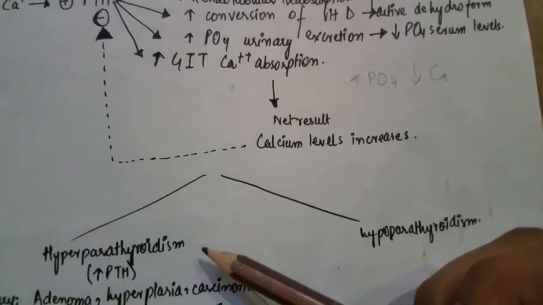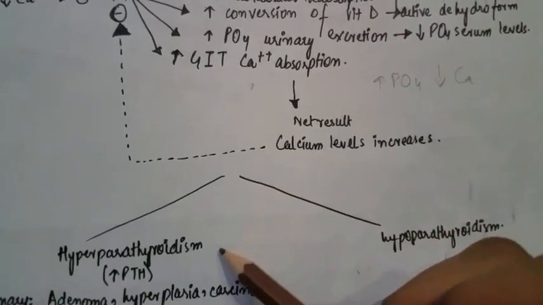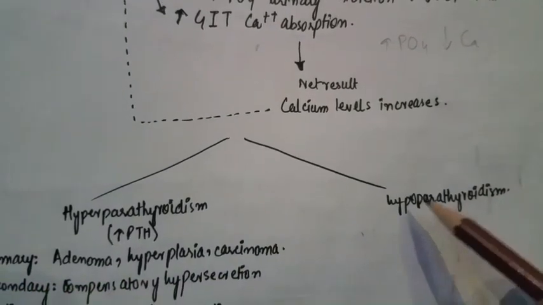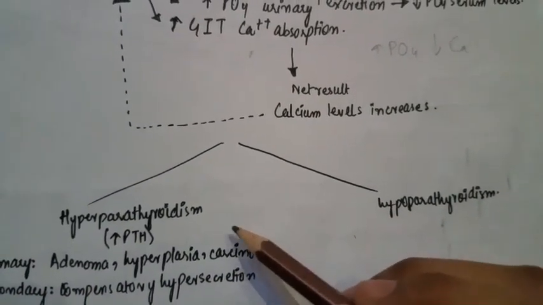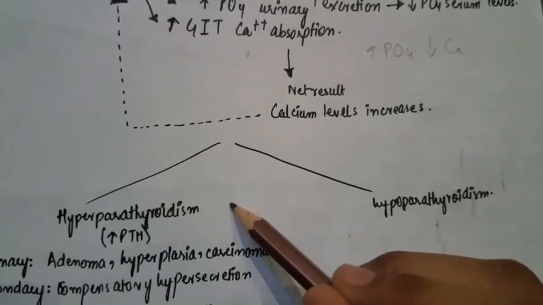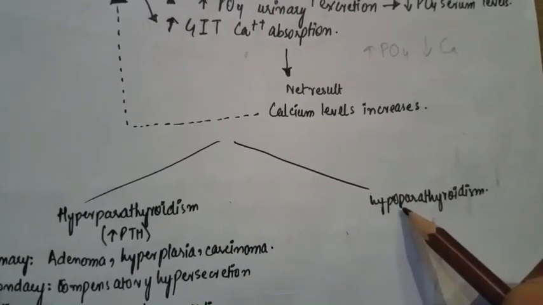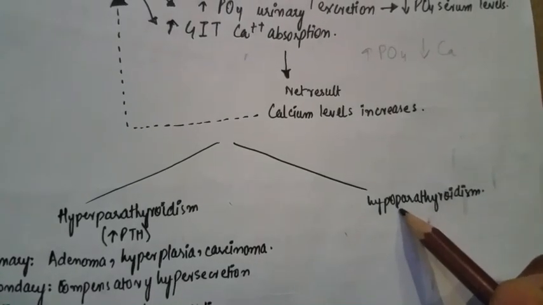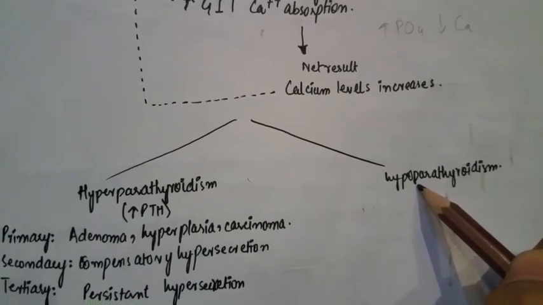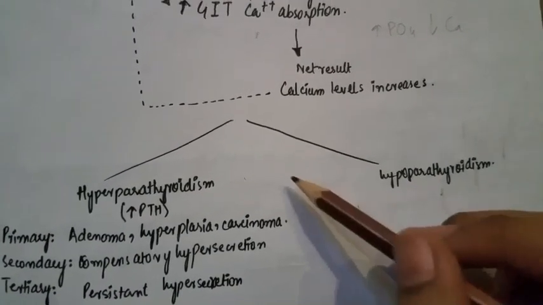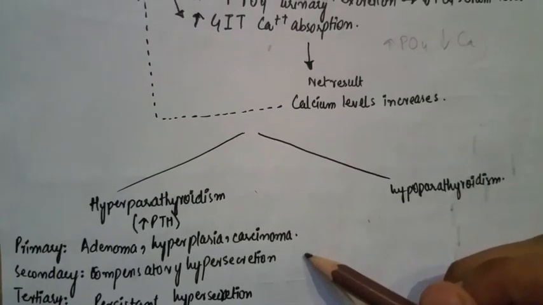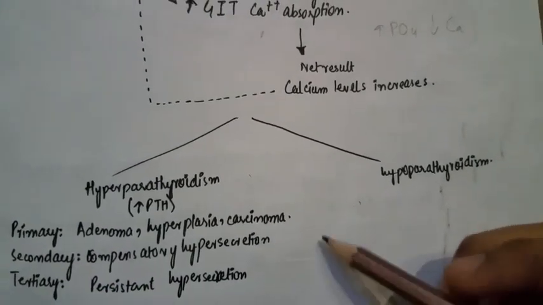The parathyroid diseases are classified into hyperparathyroidism and hypoparathyroidism. What is hyperparathyroidism? When there is an increased level of the parathyroid hormone, it is known as hyperparathyroidism, and when there is a decreased level of the parathyroid hormone, this is known as hypoparathyroidism. What are the main causes of hyperparathyroidism? There are primary causes, secondary causes, and tertiary.